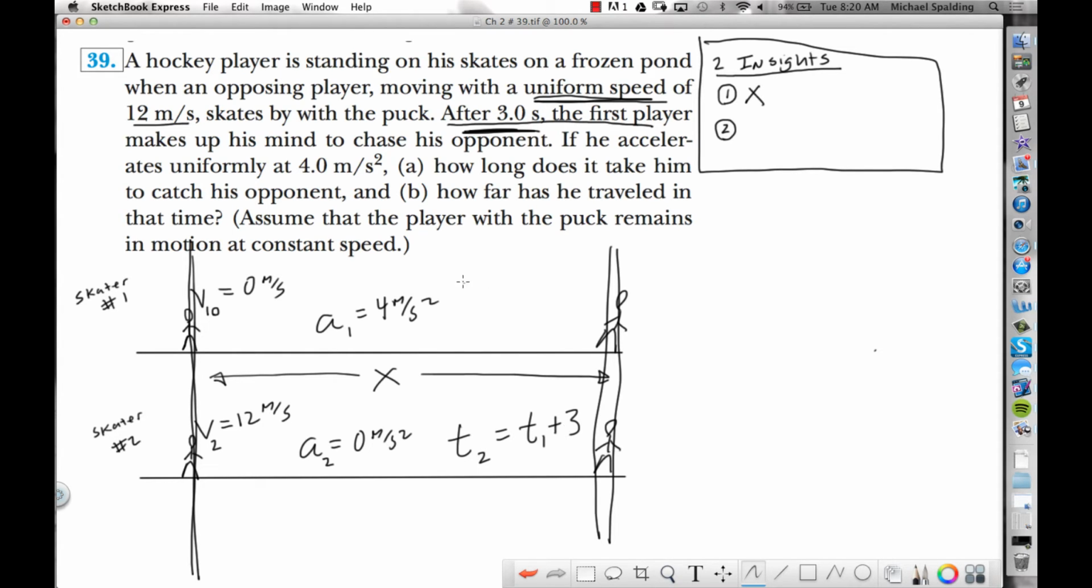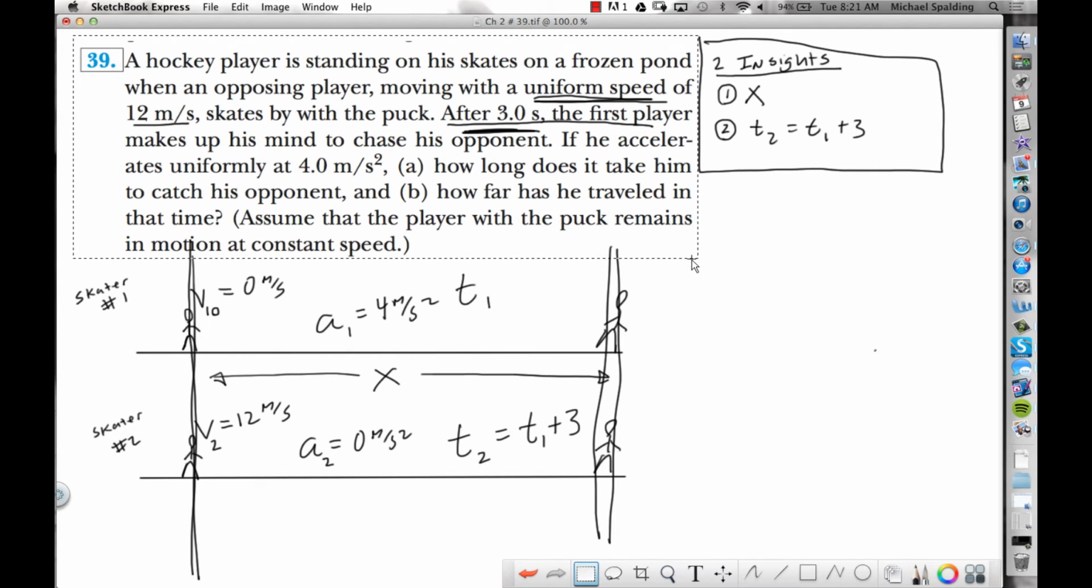Or you could have said, up here, T1 equals T2 minus 3. You could have said that. Okay? But we'll just do it this way. So the time for guy 1 is just T1. The time for guy 2 is T2, which is equal to T1 plus 3. Okay, so that's the second insight. T2 is equal to T1 plus 3. All right, now, to solve this, what we're looking for is two things.